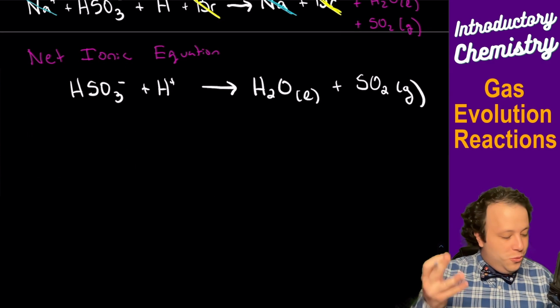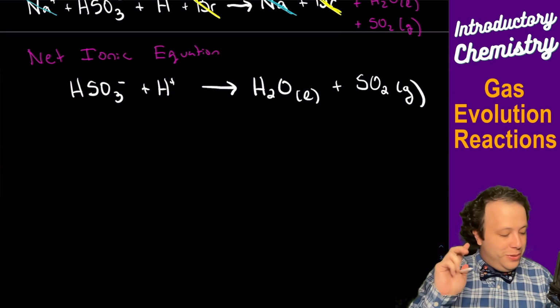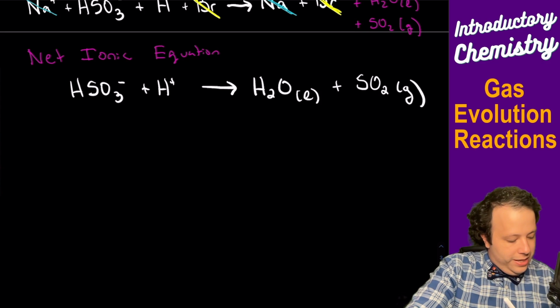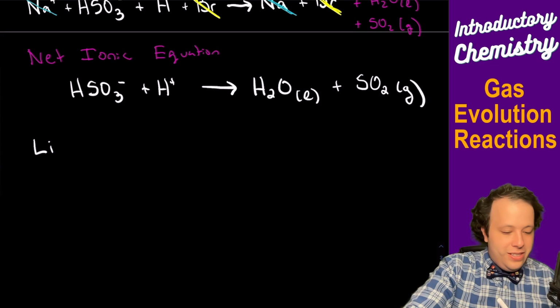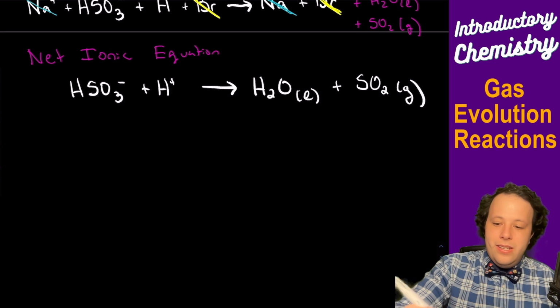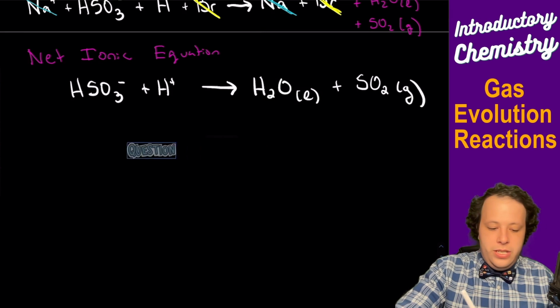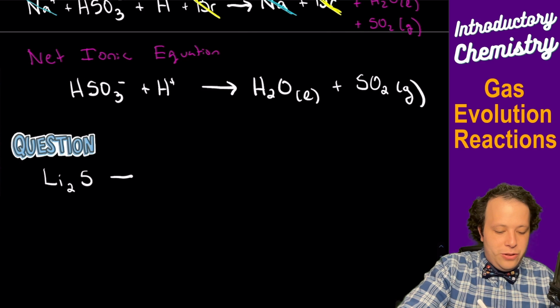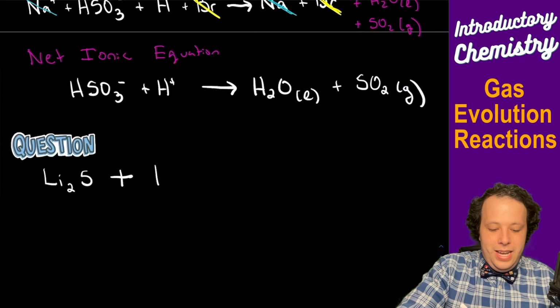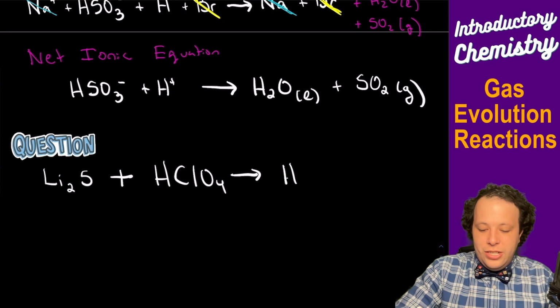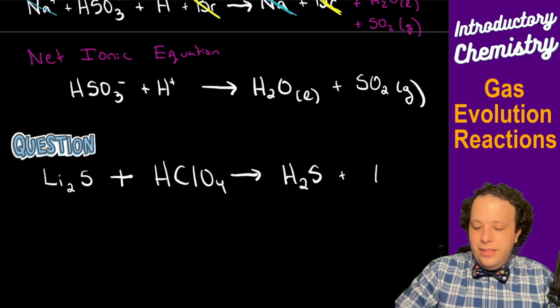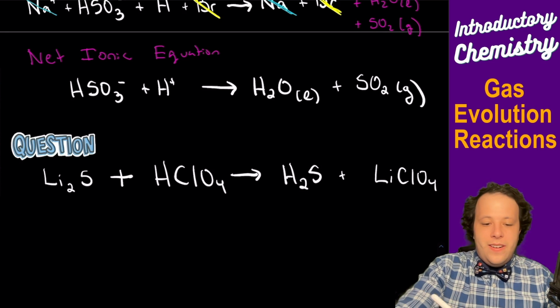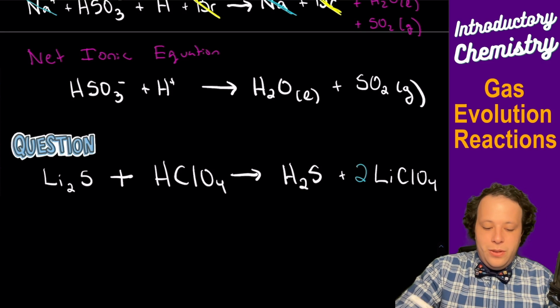So why don't we try to do one more to wrap up all 4 of our types of examples? There's one that we did not show. What if I give you the following balanced reaction? If I give you a new question, and I have Li2S, so lithium sulfide, and that's going to react with HClO4, and that's going to yield H2S and lithium chlorate.